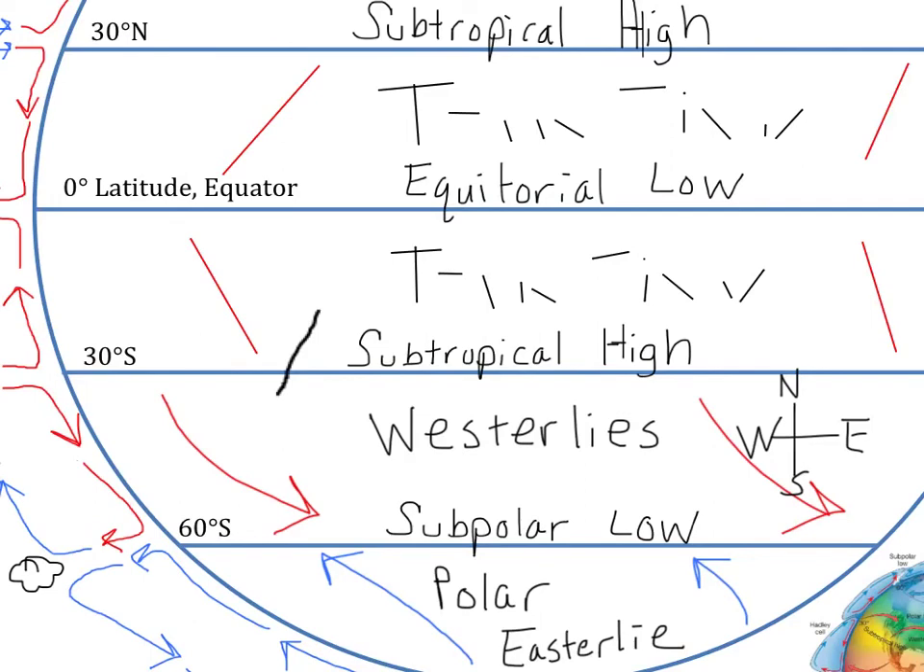Take a second to consider, where are these arrows coming from? Northeast, northwest, southeast, or southwest? In the southern hemisphere, it is coming from the southeast. So those are the southeast trade winds. The northern hemisphere, they're coming from the northeast. So those are called the northeast trade winds.